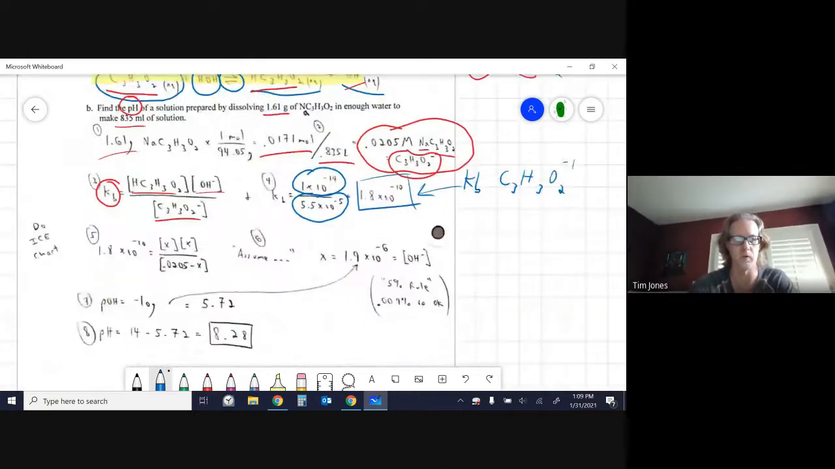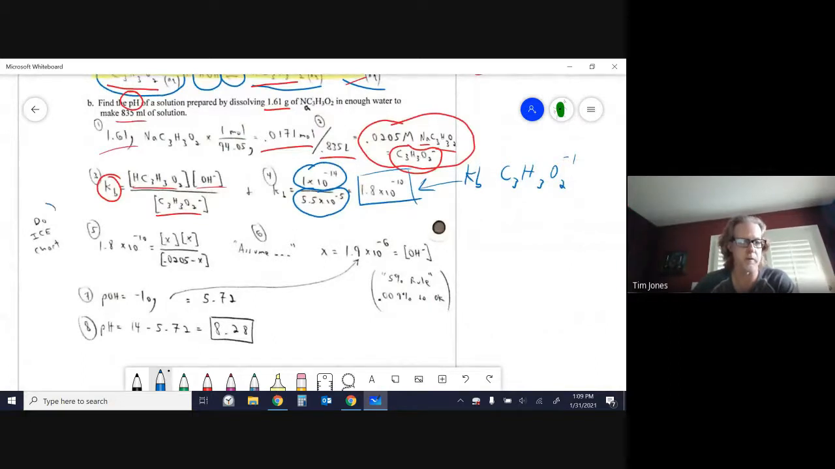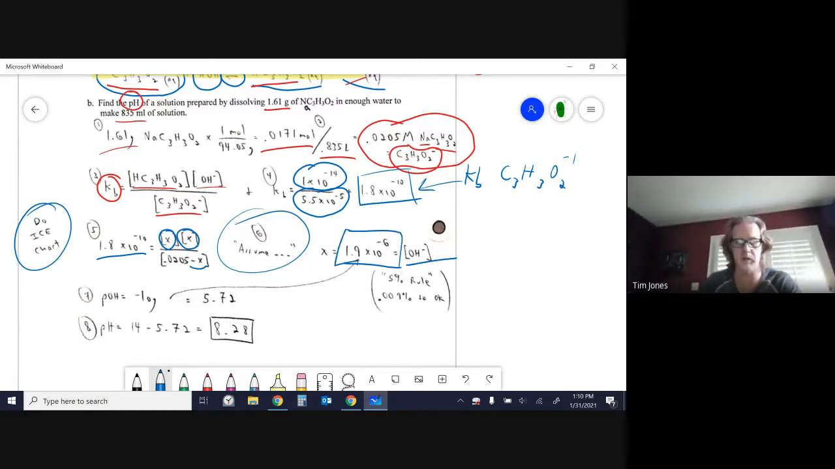And now we just go down our normal journey. You'd probably want to do an ice chart, which I didn't bother to do, at which point you have the Kb, you have X for hydroxide and the conjugate acid. We've got a minus X here, but we're going to assume like we always do, and we get an X of 1.9 times 10 to the negative 6. Be careful, realize this represents the hydroxide, not the hydrogen, because this is a weak base problem. Good idea to check the 5% rule, and sure enough, it turns out it's not even close to 5%, it's 0.009%, so we're good there.